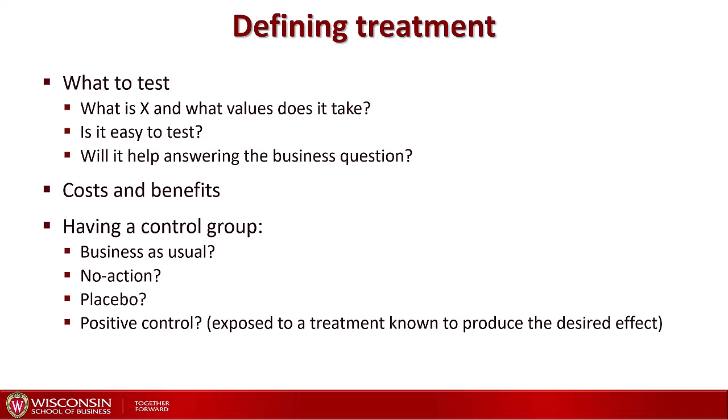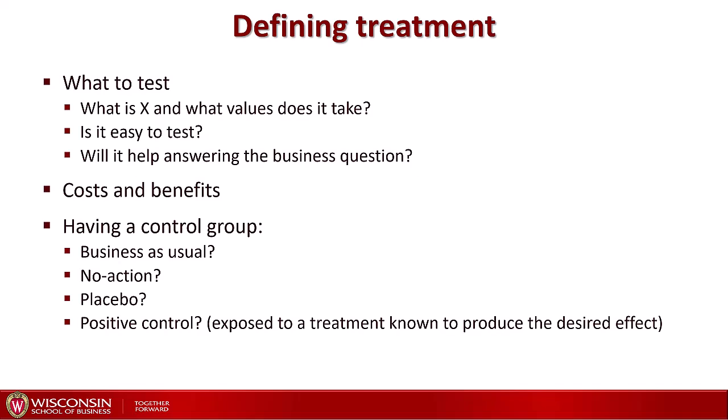Finally, let's talk about control groups. You might have a specific treatment in mind, like offering a discount, for instance. That's your group A. What is group B in your A/B test? What do you compare group A to? Business as usual? It might be, for instance, spending marketing budget on advertising instead. Or no action, so no discount for group B, no advertising either, just nothing.